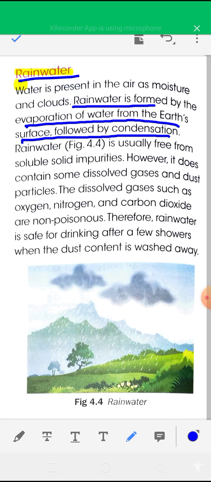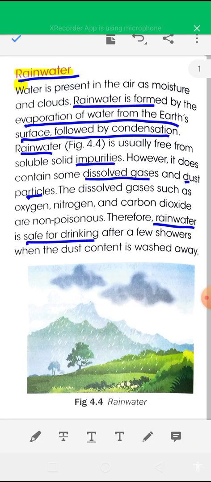Rainwater is usually free from soluble solid impurities. However, it does contain some dissolved gases and dust particles. The dissolved gases such as nitrogen, oxygen, and carbon dioxide are non-poisonous gases that are present in rainwater. So rainwater is safe for drinking.